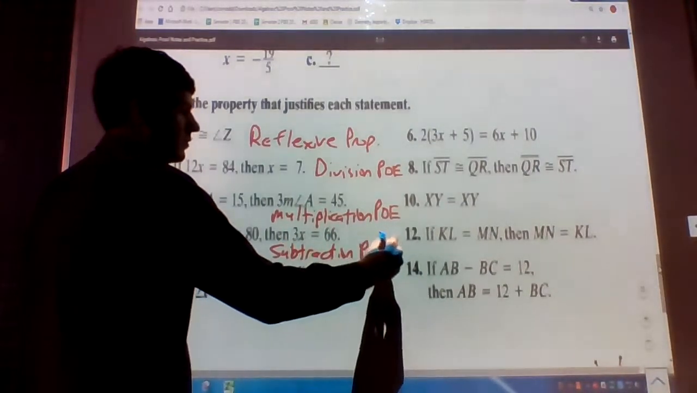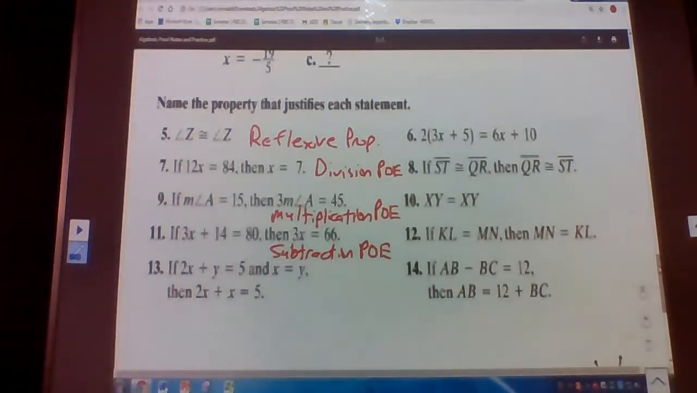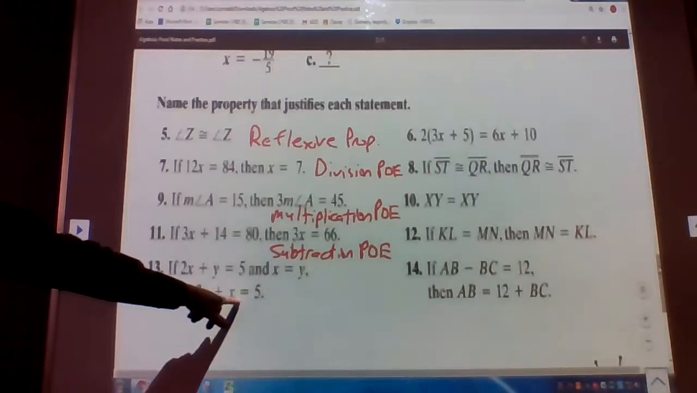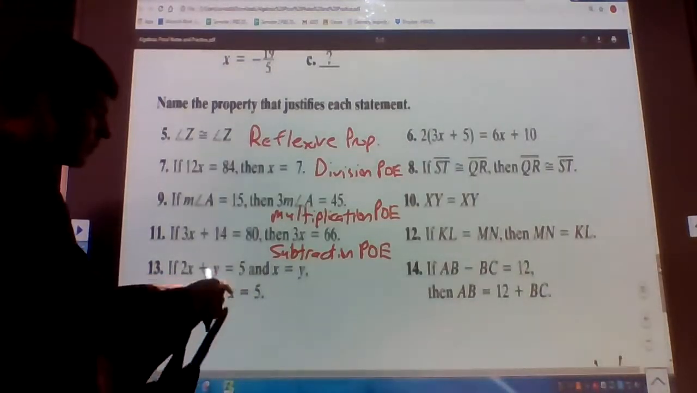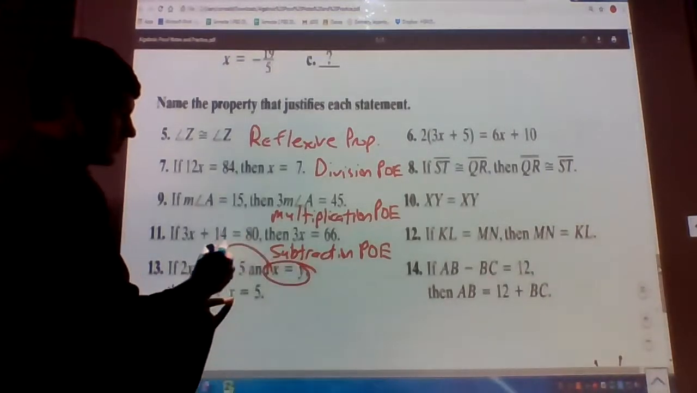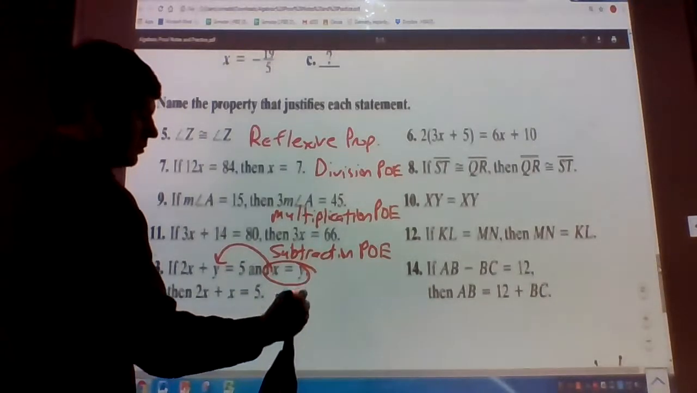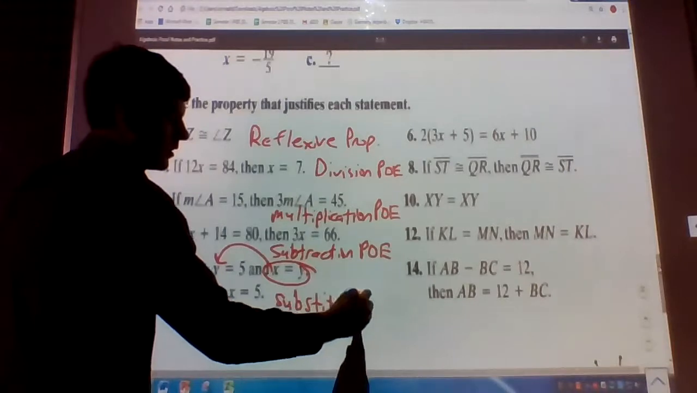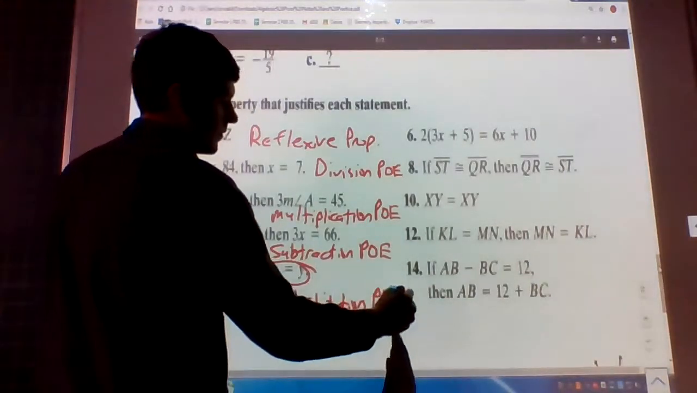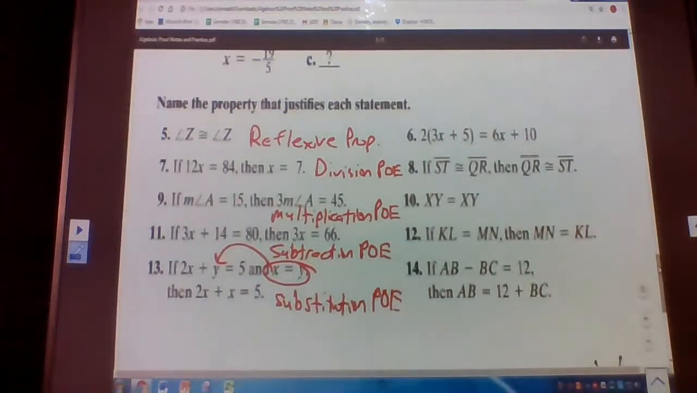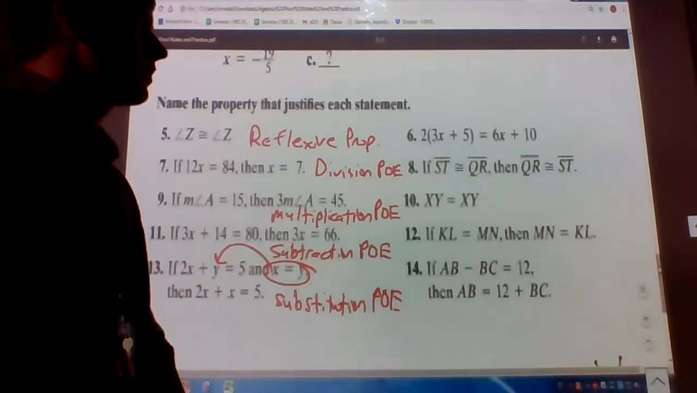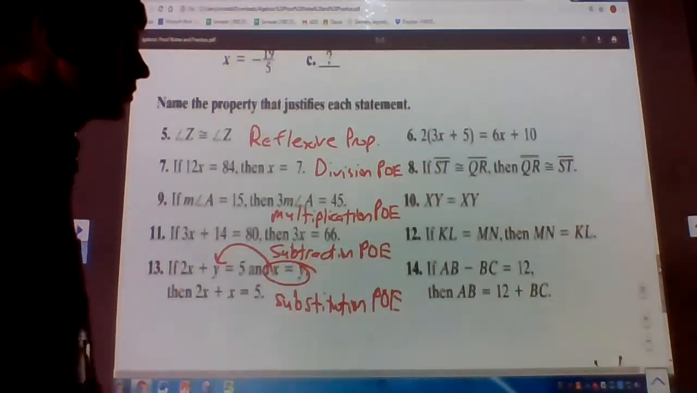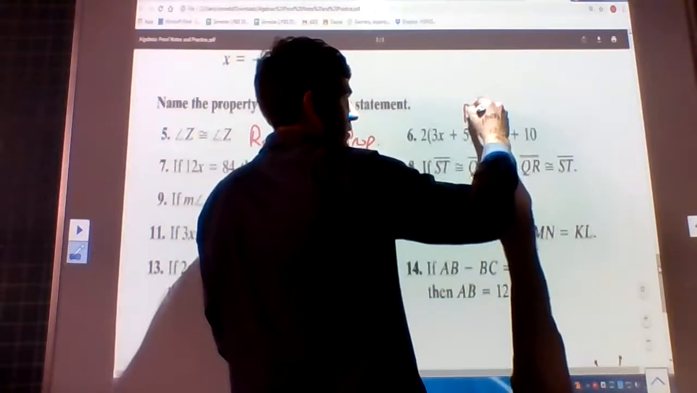Okay, if 2x plus y equals 5 and x equals y, then 2x plus x equals 5. So instead of the y, they put x, and they did that because they substituted it in. So that is our substitution property of equality. Okay. Here we had 2 times quantity of 3x plus 5 equals 6x plus 10. So they distributed. So that's our distributive property.